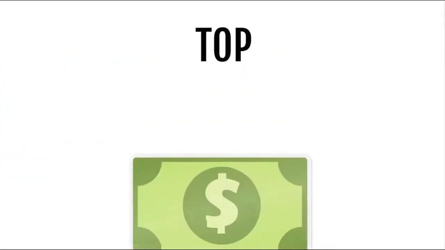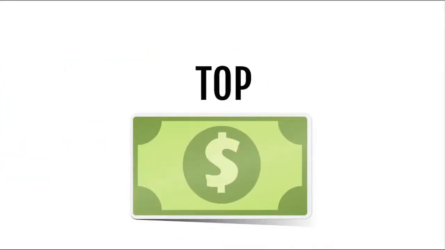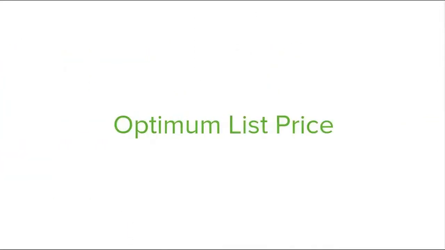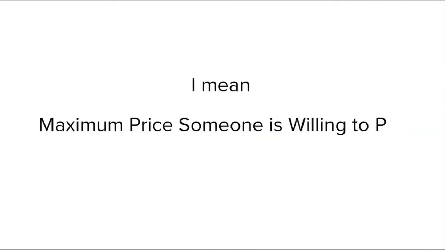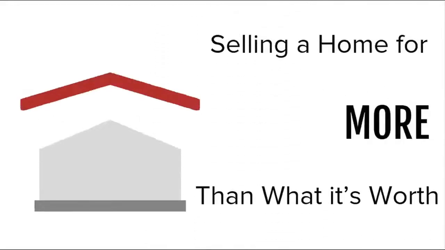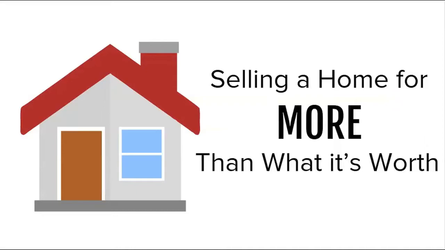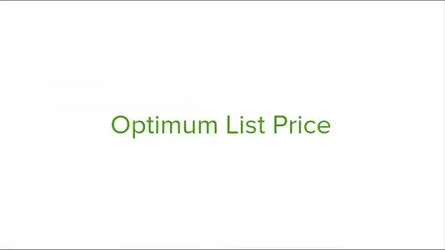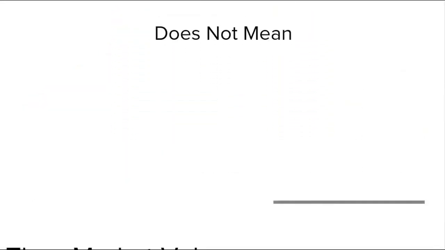Now, if you want to get top dollar for the sale of your home, you need to price it at the optimum list price. And when I say top dollar, I mean the maximum price somebody's willing to pay for your home in the current market conditions. It does not mean selling a home for more than what it's worth. And just to be clear, the optimum list price does not mean to list your home for less than market value either.